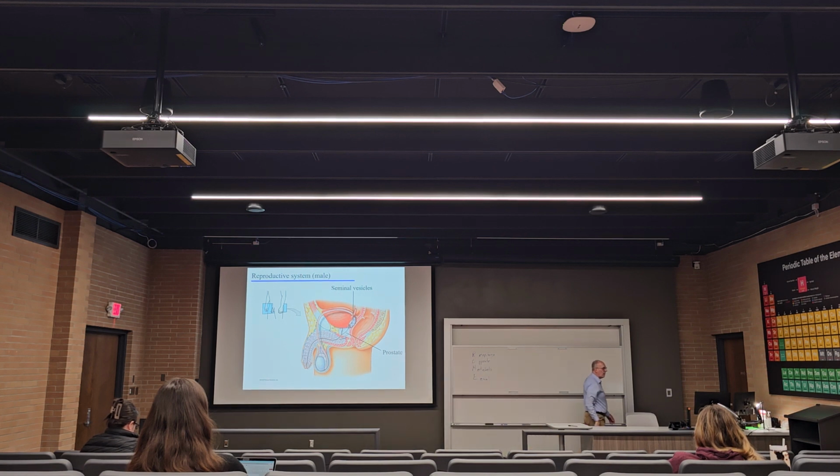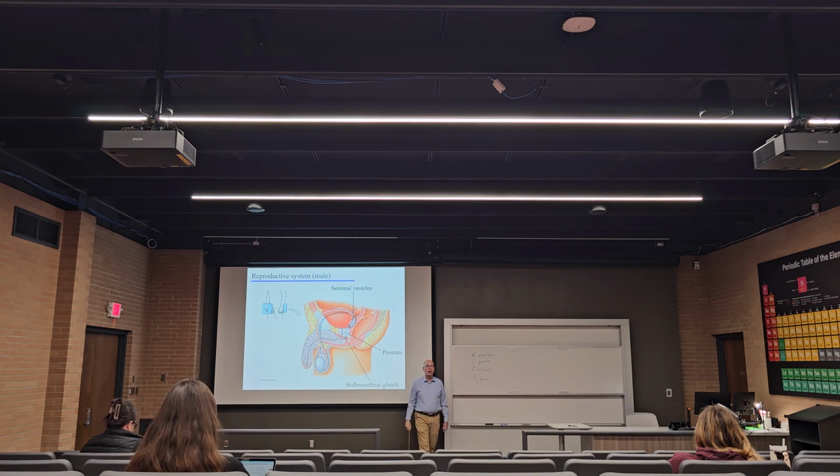All right, we then have one other gland down here, and that is the bulbourethral gland. The bulbourethral gland is this little gland hanging out right here. It's called the bulbourethral gland because this right here is the bulb of the penis. So it's between the bulb of the penis and the urethra, hence bulbourethral. This was formerly known as Cowper's gland.